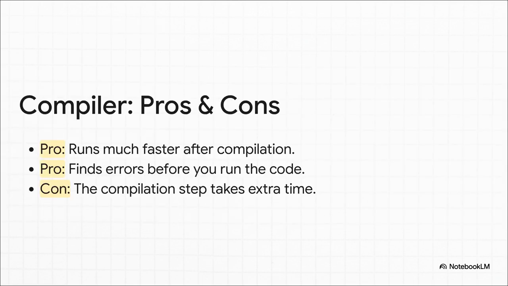Okay, so there's a really clear trade-off here, right? The biggest pro is speed. I mean, your final program runs fast, like really fast. That's because all the heavy lifting of translation happened ahead of time. Plus, it's like a proofreader for your whole project. It checks everything at once and finds errors before you even try to run it. But the con? Well, you've got to pay the price up front. That initial compilation step can take time, sometimes a lot of time.